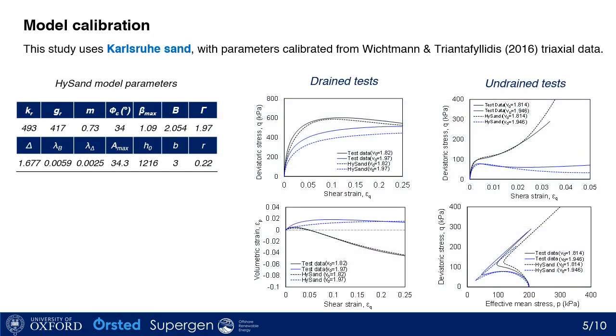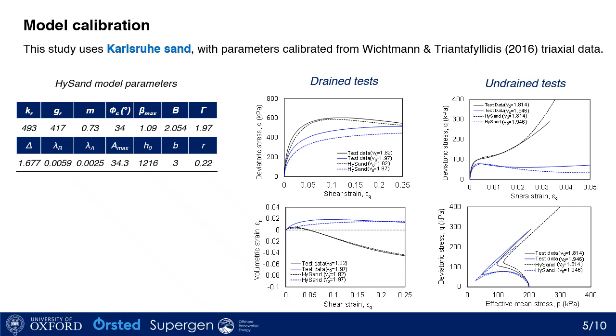After developing the model, the next step was model calibration, and we need to obtain the input parameters of the Hypersand model. Hypersand has 14 input parameters. They can easily be obtained using the data of triaxial tests. So in this study, we use the Karlsruhe sand and corresponding triaxial test data under both drained and undrained conditions. You can see there is a very good agreement between model prediction and triaxial test data. The solid lines are the test data and the dotted lines are the Hypersand model.